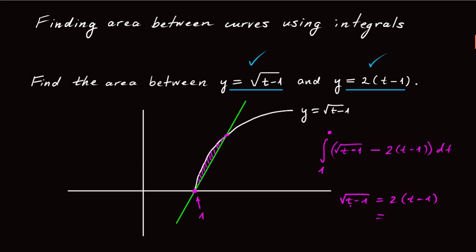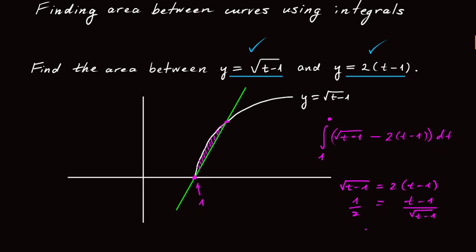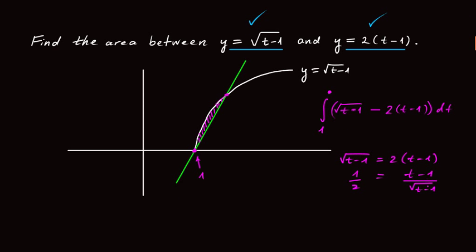So I'm going to divide both sides by the square root of t minus 1. So I get t minus 1 divided by the square root of t minus 1. And then on the other side, I divide by 2. So I'll get a 1/2. Now what's nice about this is that t minus 1 divided by the square root of t minus 1 is the same as the square root of t minus 1, right? Because t minus 1 is equal to the square root of t minus 1 squared. So this is equal to 1/2.